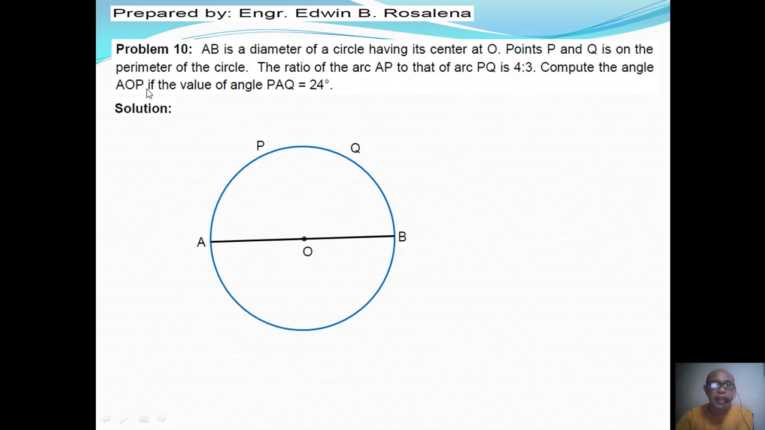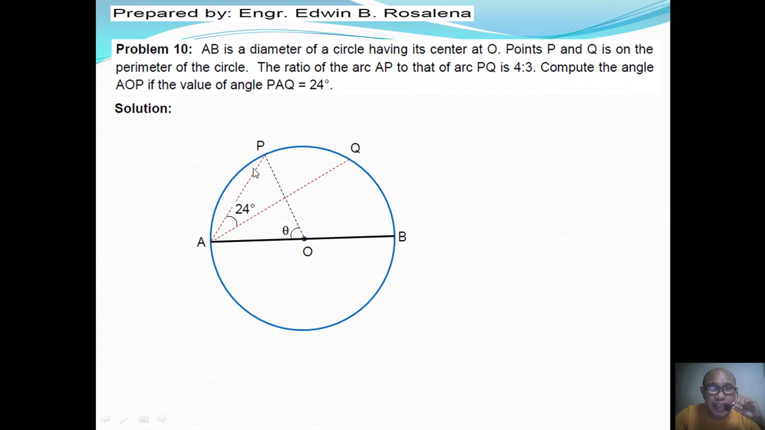Compute angle AOP. Saan yung angle AOP? Ito, angle AOP. This angle theta. If the value of angle PAQ is 24 degrees. Yan ang given. So, paano mo i-solve yung AOP? So, angle theta. Okay. So, nakita niyo bang nakita ko? So, I have here.